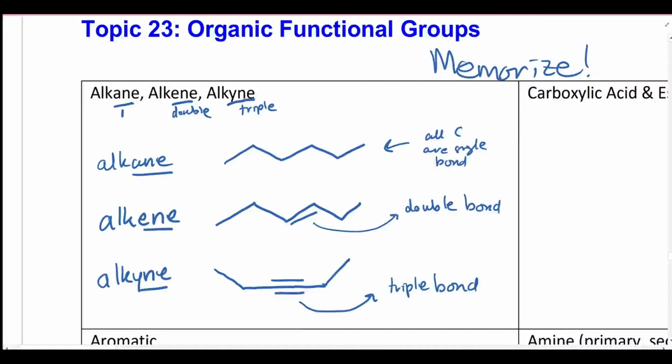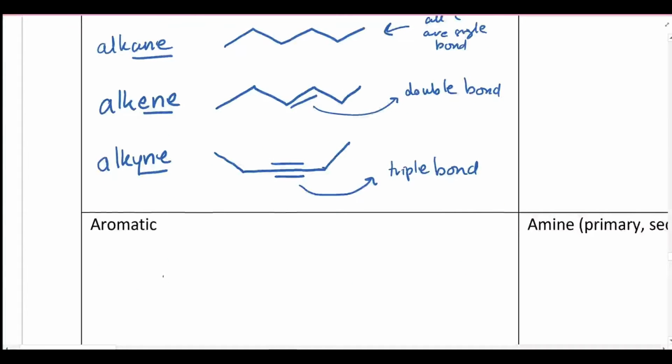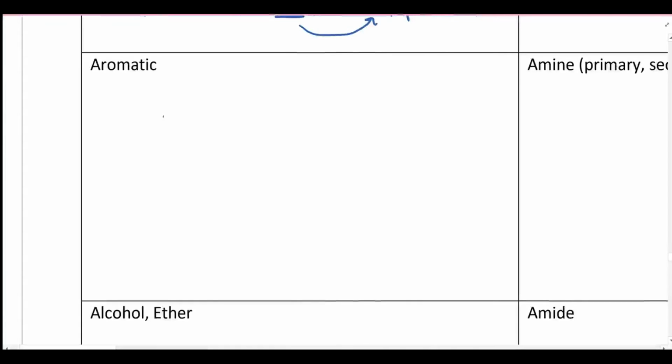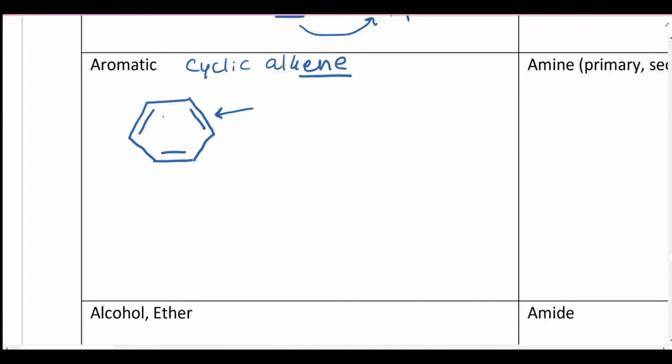Now, the next functional group that I want you to memorize is called the aromatic group. There's actually a large group of molecules called aromatic, but I'm just going to focus on one simple one, which is the benzene molecule. Usually you're going to see an aromatic group that looks something like this. Now, the special thing about aromatics is that they're cyclic alkenes.